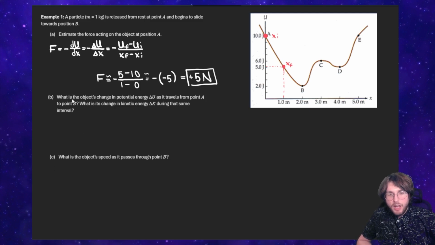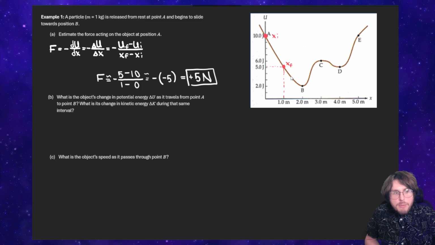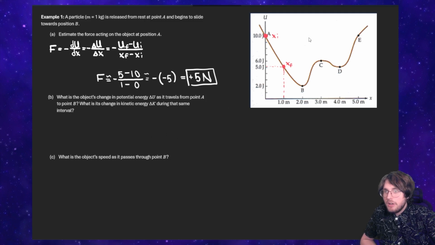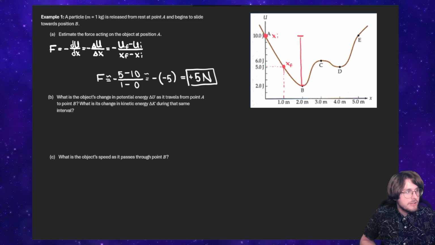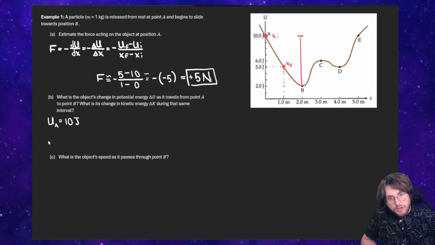Now in part B, the problem is asking us what the object's change in potential energy is as it travels from point A to point B. When you're being asked about this and you have a potential energy graph, you don't really care about x in the moment. All you're really looking at is the difference in the y values. So here, we're looking at the potential energy we're starting at, and finding the difference between that and the potential energy we have down here. It appears that our potential energy at point A is approximately 10 joules, and at point B, where we're ending up, it is about 2 joules, if I'm lining things up right.